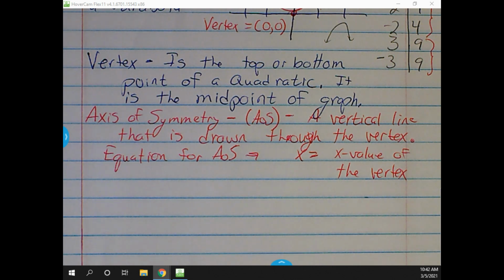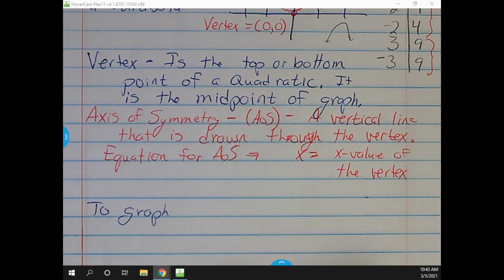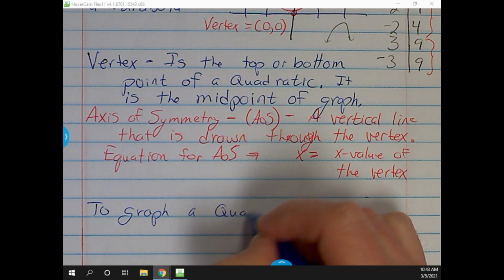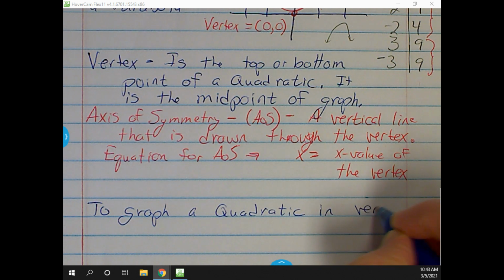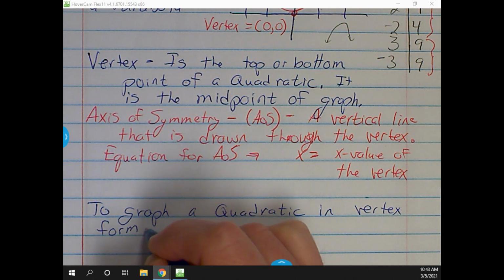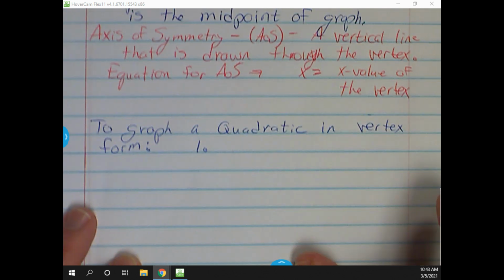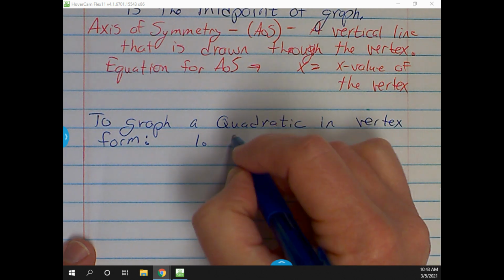So to graph a quadratic that is in vertex form, we're going to do two things. And this is really pretty straightforward. This is not very complicated. The first thing you're going to do is plot the vertex.